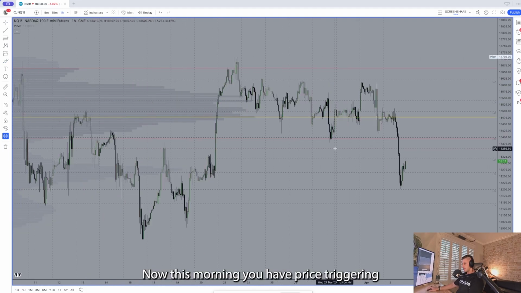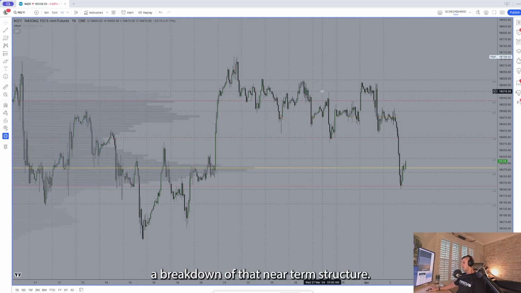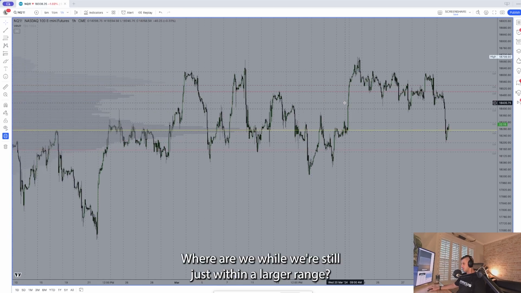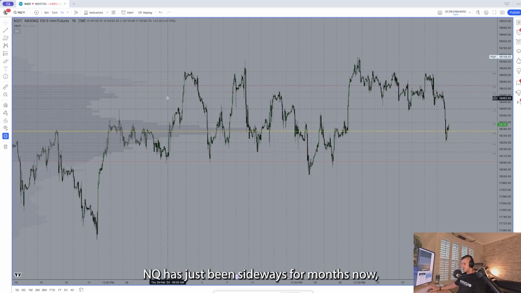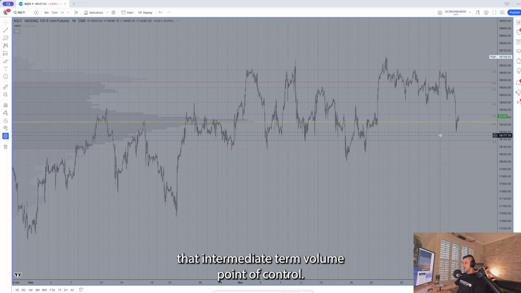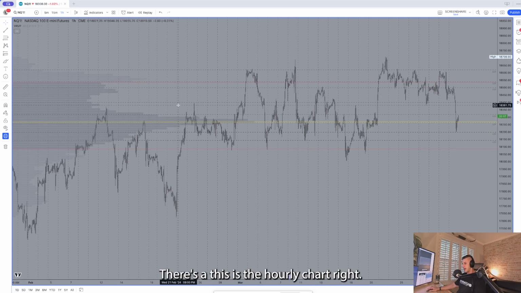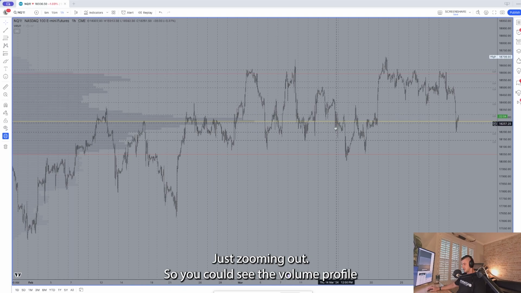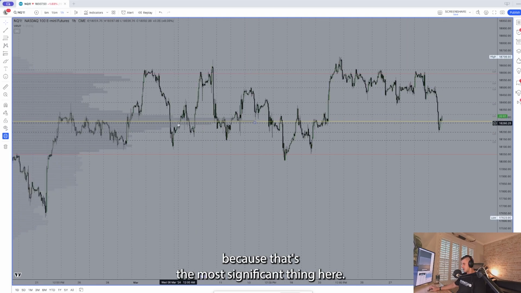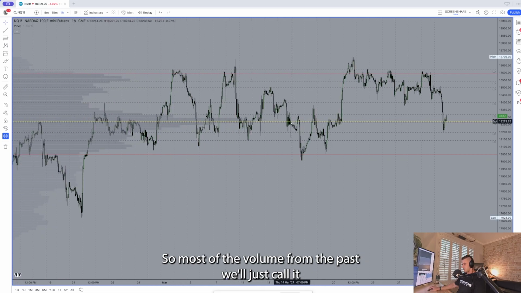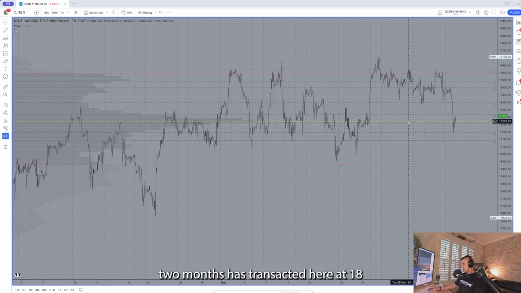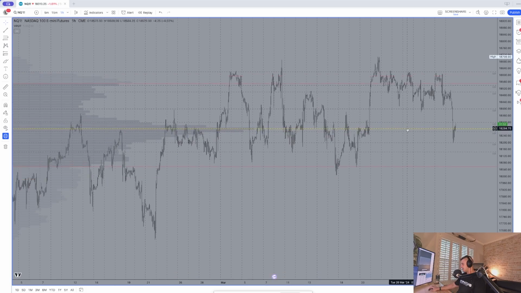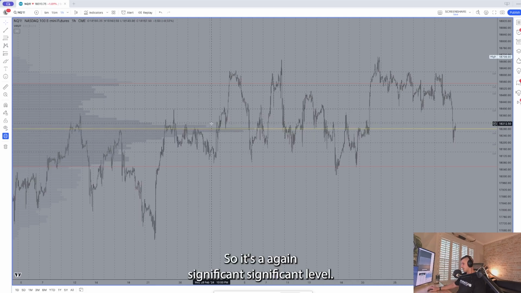Now this morning, you have price triggering a breakdown of that near-term structure. However, zoom out, where are we? Well, we're still just within a larger range. NQ has just been sideways for months now. And where do we catch a bid? Down into that intermediate term volume point of control. This is the hourly chart, just zooming out so you could see the volume profile, because that's the most significant thing here. So most of the volume from the past, we'll just call it 2 months, has transacted here at 18,282, including today's session. So it's again, a significant level.